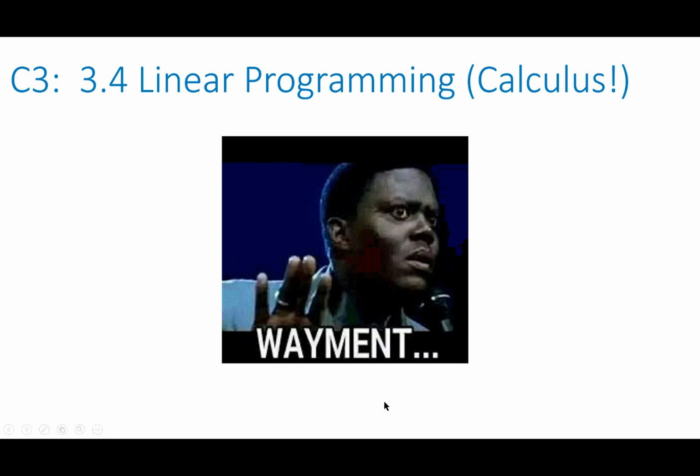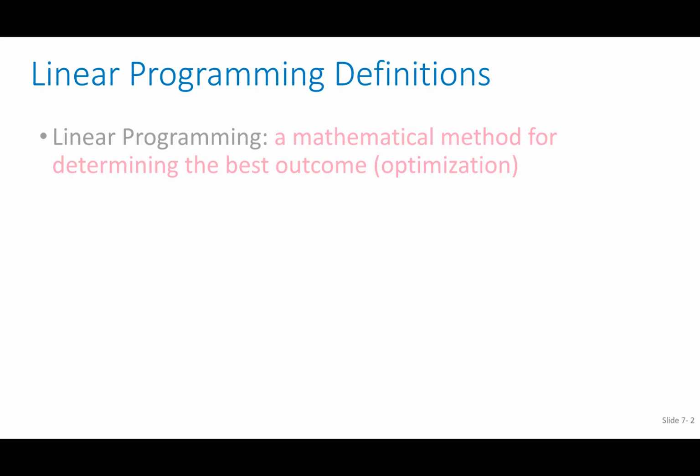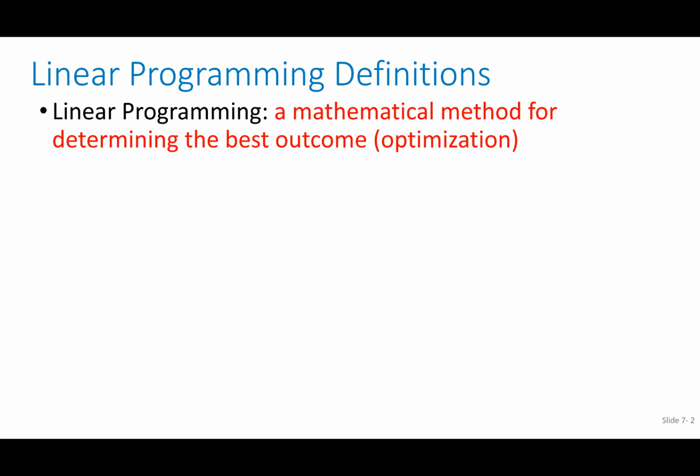So this is concept 3, 3.4, and this is the only section that we're going to have here in concept 3. To begin with, there's some key definition terminology that you need to know, because you'll start hearing me say it now, and the problems will ask you for certain things that are vital to understanding linear programming. So linear programming is a mathematical method for determining the best outcome.